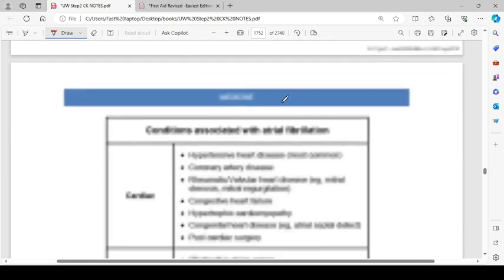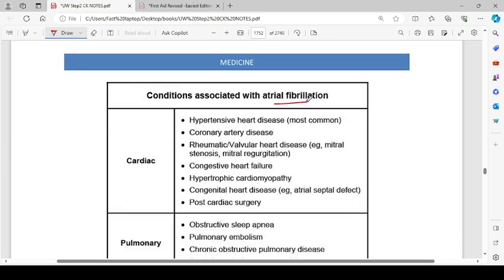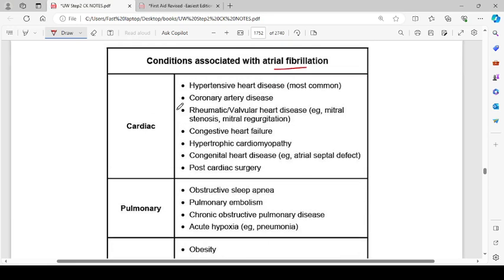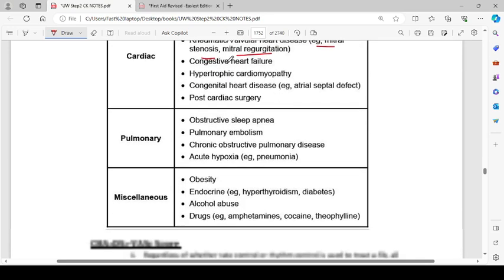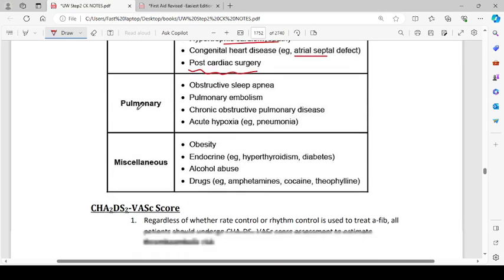Then come the conditions associated with atrial fibrillation, the cardiac conditions. Hypertensive heart disease is most common. Then come coronary artery disease, rheumatic valvular heart disease like mitral stenosis and mitral regurgitation, congestive heart failure, hypertrophic cardiomyopathy, congenital heart disease like atrial septal defect, and post-cardiac surgery.